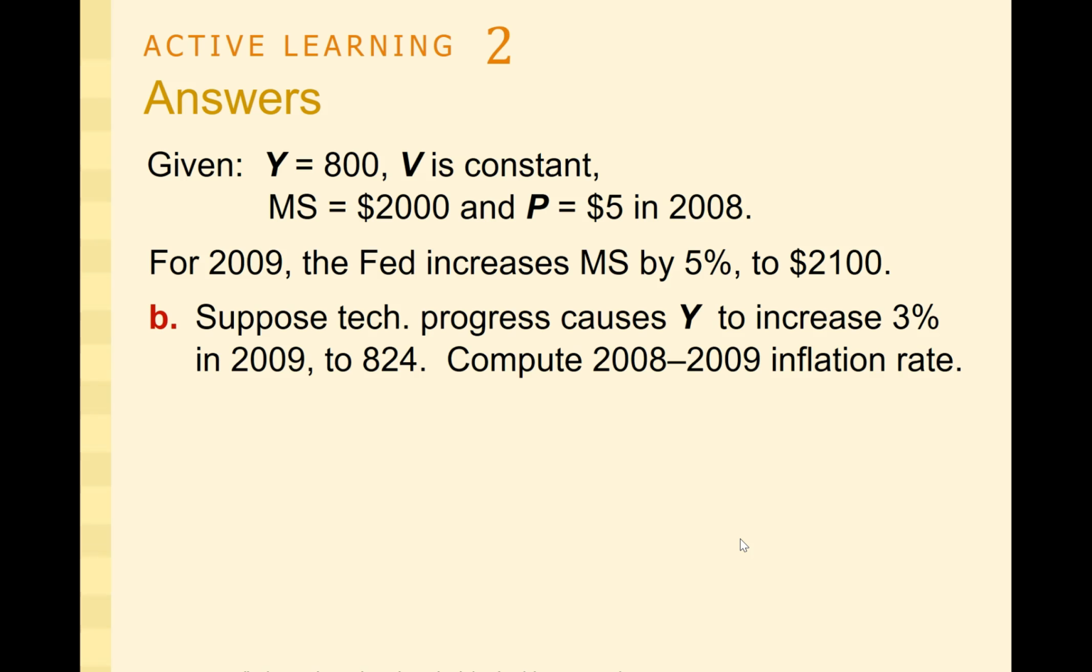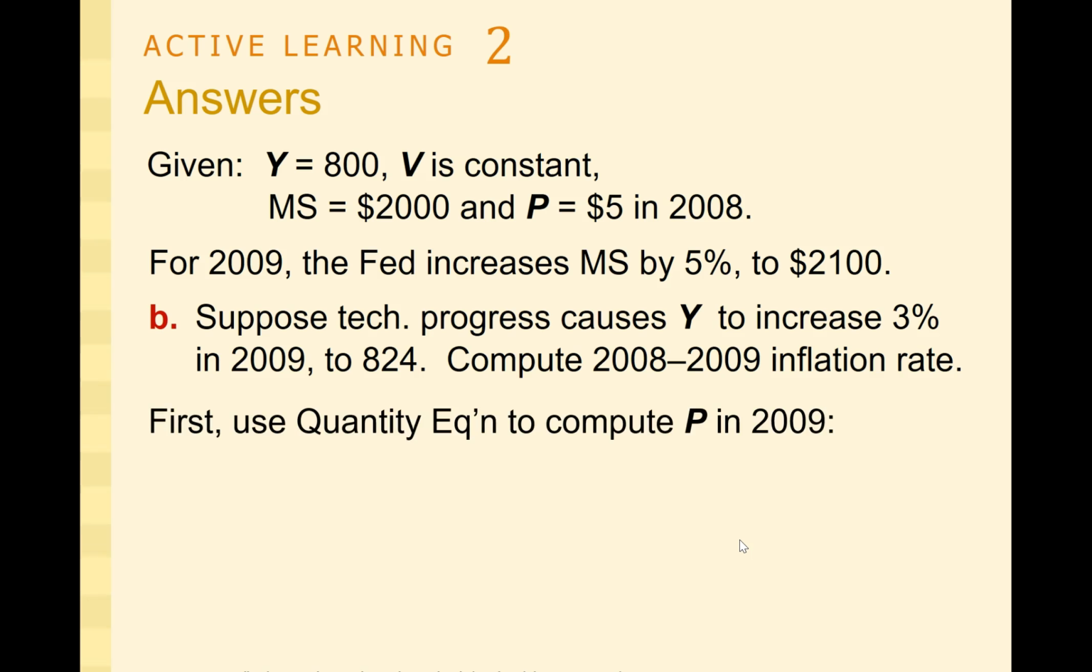So to part B, let's assume that technological progress causes Y to increase to 824, and that is a 3% increase. And so now we're asked to calculate the inflation rate. So first, we're going to find the price level in 2009. We're going to use the quantity equation to do this.